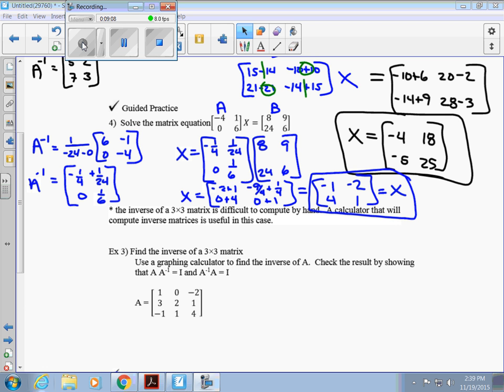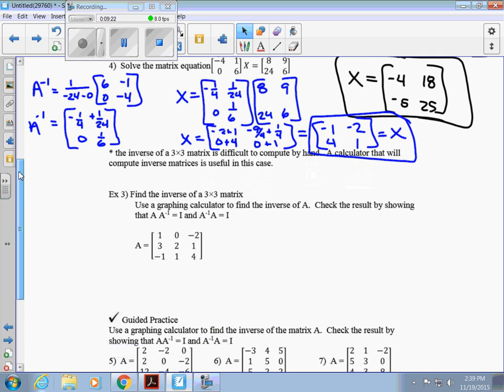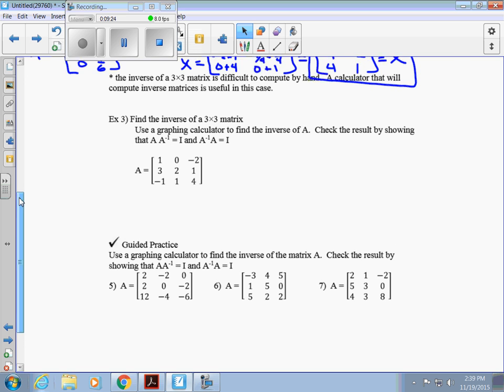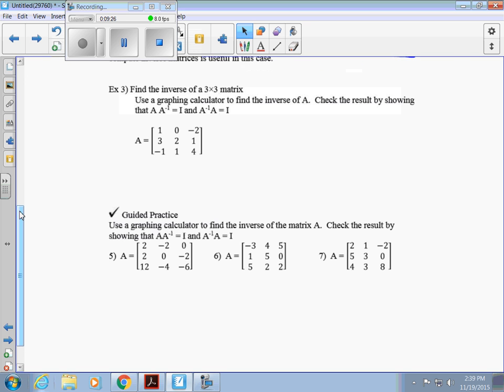Now this is very difficult to compute by hand, so we are not going to. A calculator will compute inverse matrices is what we are going to do now. So we're going to look at how to put these into your graphing calculators. So get your graphing calculator out. We're going to enter this 3 by 3 matrix. And then we're going to show you how to do that. So go ahead and get your graphing calculator out now.